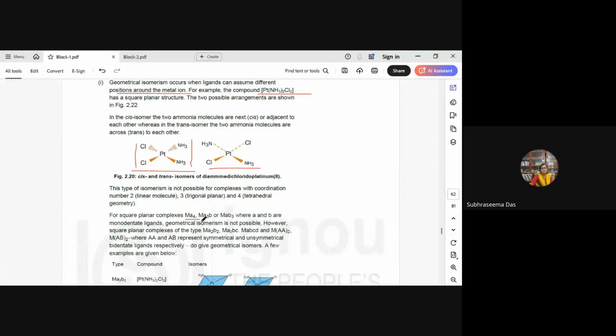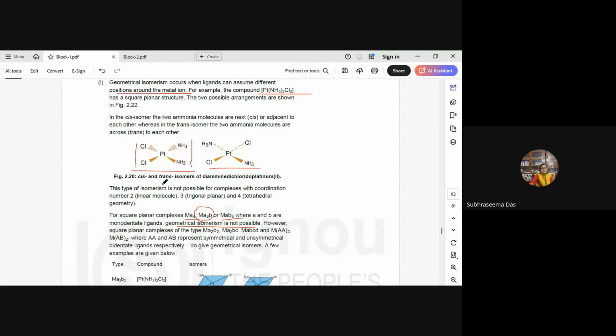Square planar complexes can also be of the type MA3B. Here the central metal atom is M, and two different ligands, A and B, are attached to it, where A is three in number and B is one in number. Square planar complexes can also be of the type MAB3. Here A and B are the two different types of ligands, and the subscripts indicate their number. For such cases, geometrical isomerism is not possible.